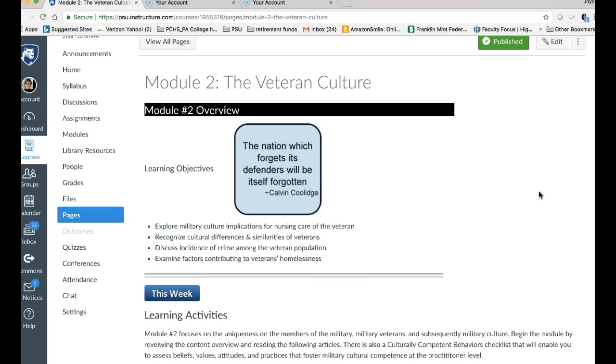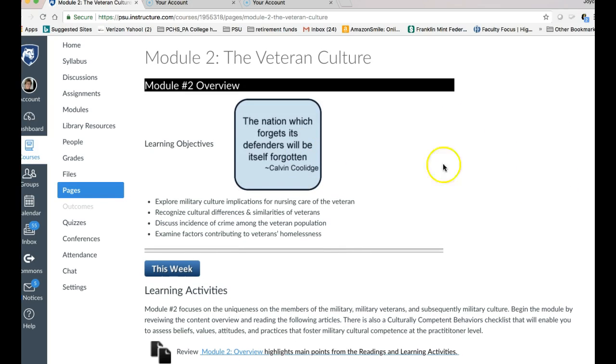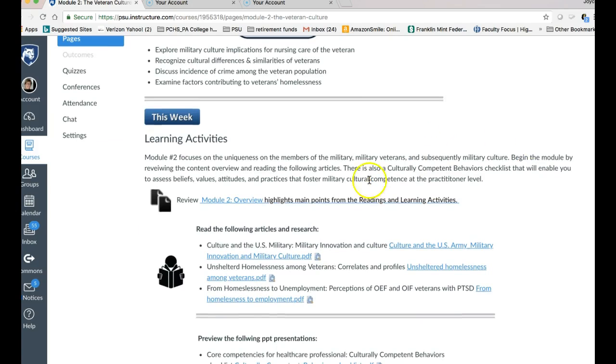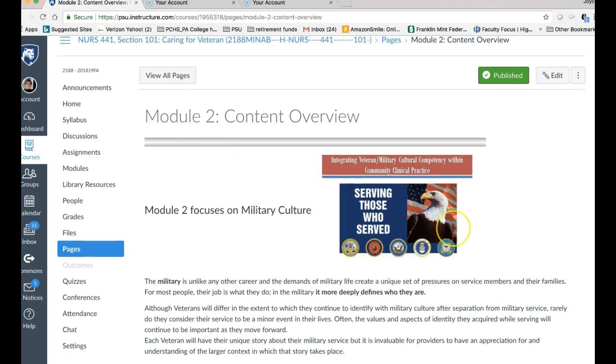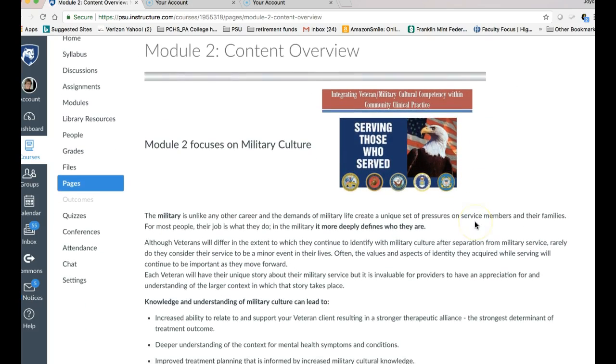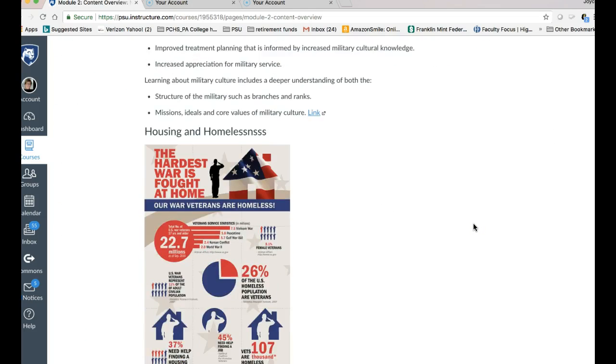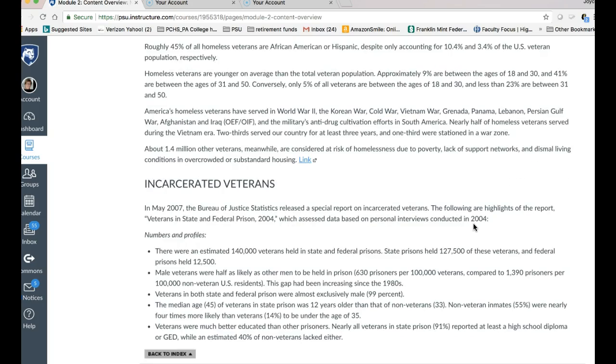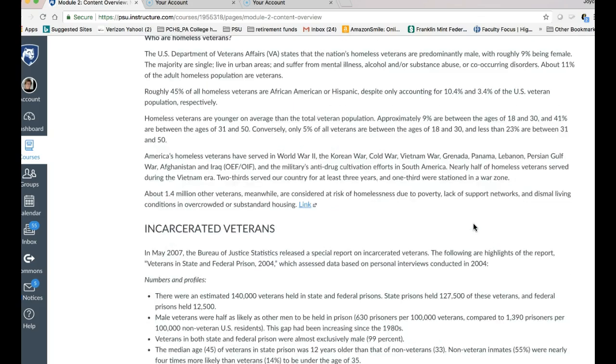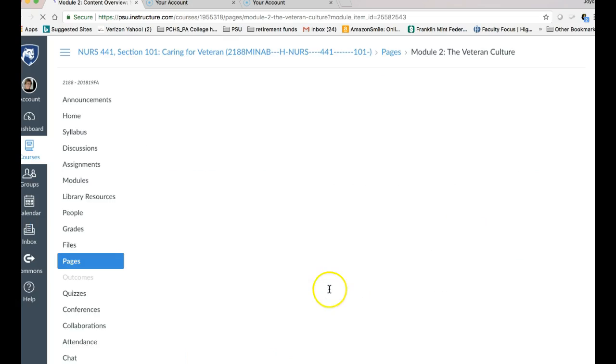The same in this particular module. It always starts with learning objectives, learning activities. Go to the overview, and it will give you a nice list of what we can expect to find in this particular module. And again, I highlight all the important parts. So let's go back to the previous page.